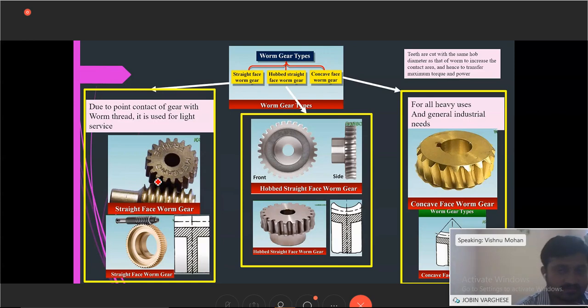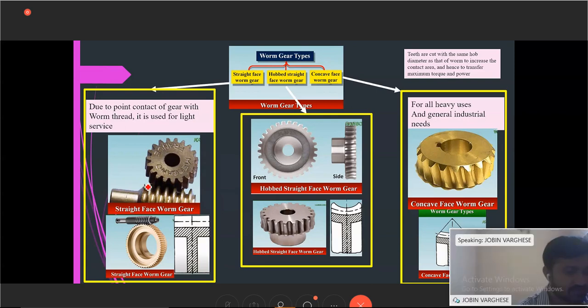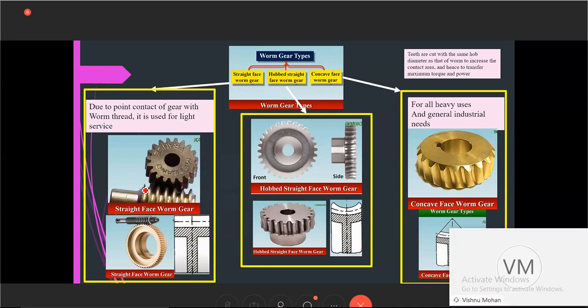Okay, sir. Another question is, what type of worm gears are used in indexing mechanisms in gear cutting? Can you repeat the question? I didn't hear it clearly. Okay, sir. What type of worm gears are used in indexing mechanisms in gear cutting?